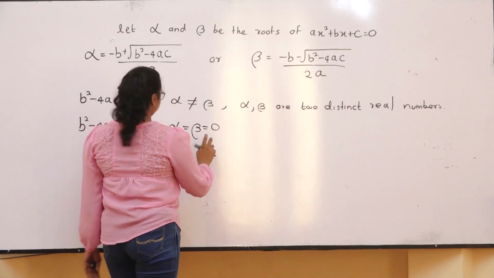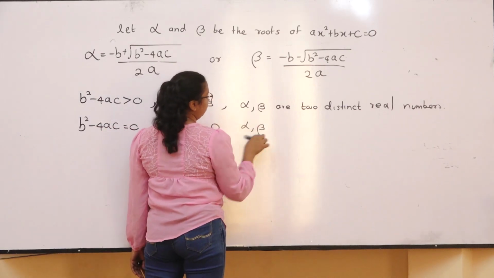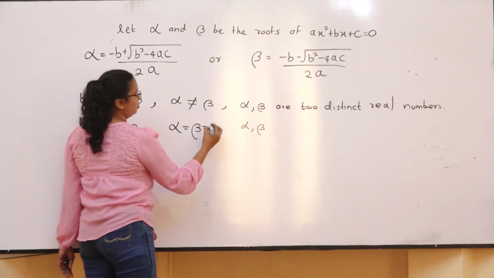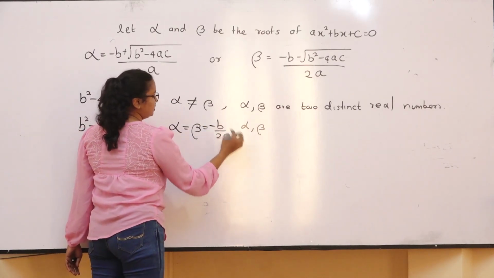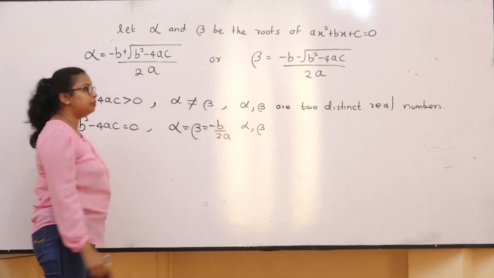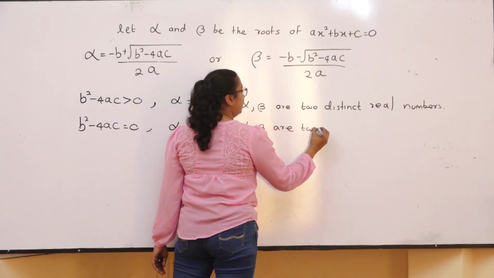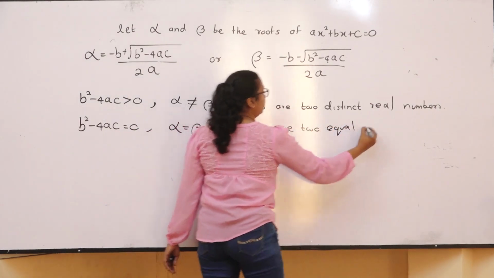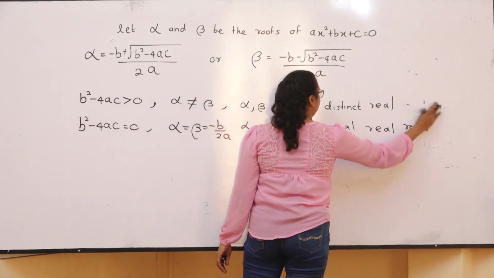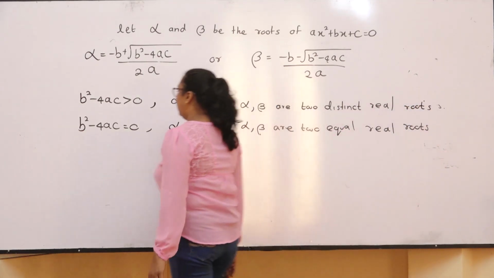But still they will be real values, right, because what we are getting is minus b over 2a. b is real, a is real, therefore minus b over 2a should be a real number. So, alpha and beta are two equal real roots, right. I write roots here because alpha and beta we got as roots.